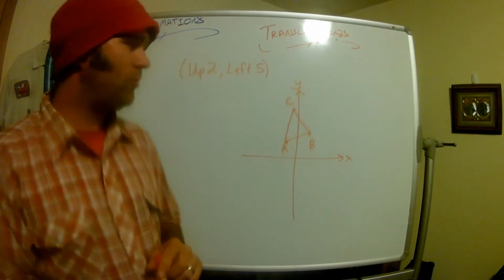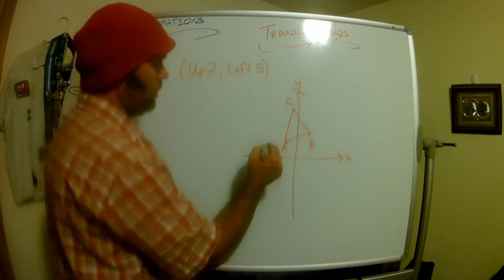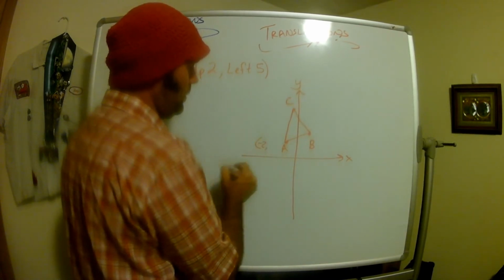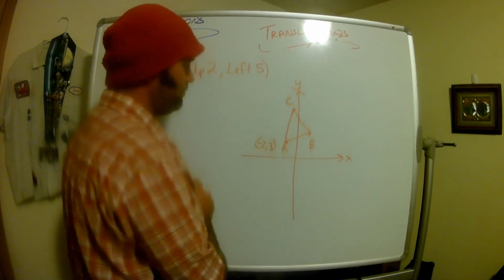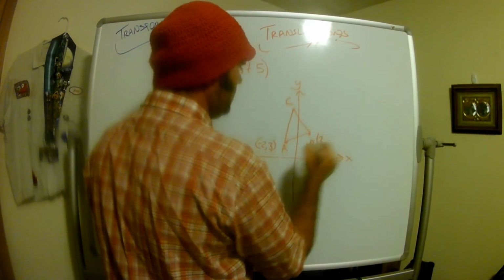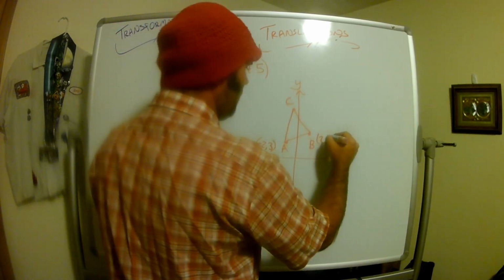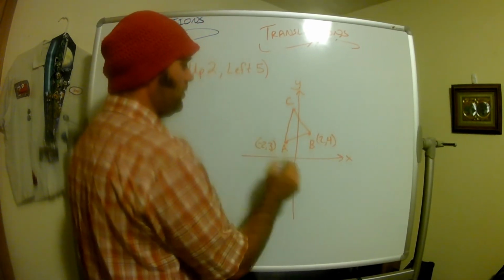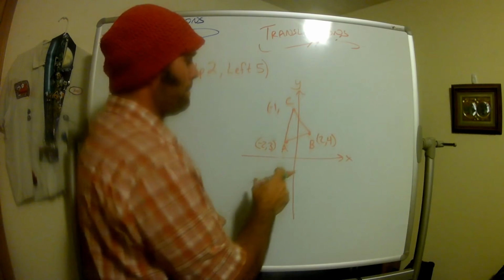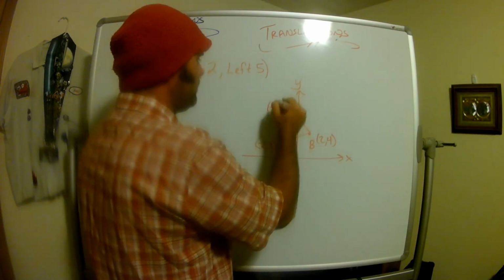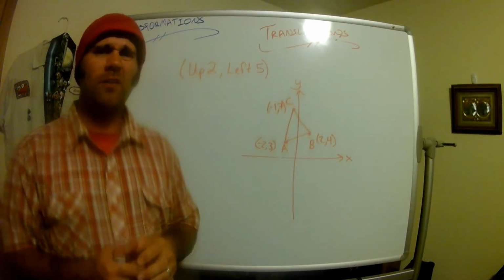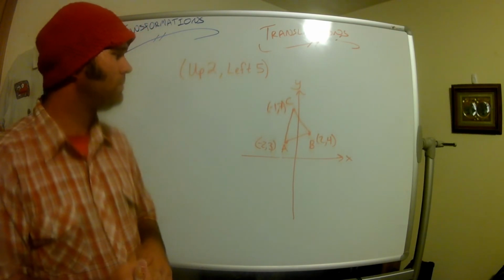So here's our pre-image. This is what we're starting with. We're going to identify point A as (-2, 3), and B is (2, 4), and C is (-1, 7). So those are our 3 points. This is a triangle. It looks kind of funny, but it's a triangle.